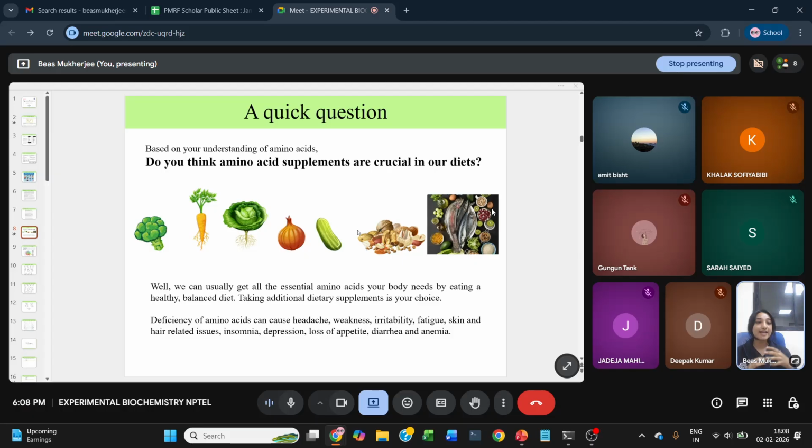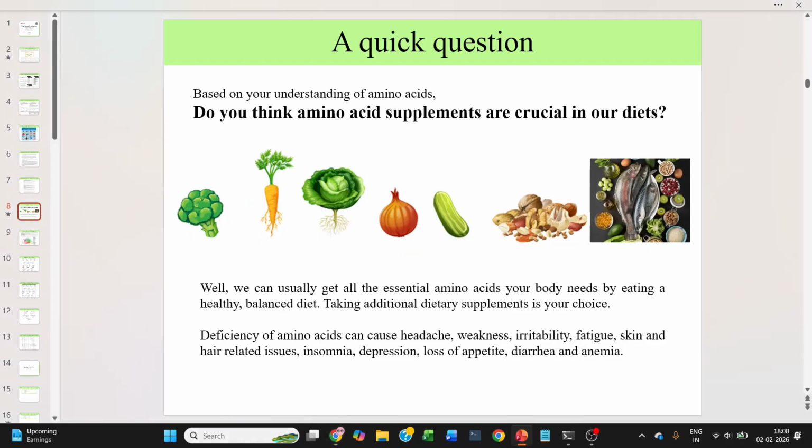Okay, so in case there are any deficiencies, then we can go for these amino acid supplements from outside. Normally this is all provided by the food that we get. Deficiency of amino acids can cause headaches, weakness, irritability, fatigue, skin and hair related issues, insomnia, depression, loss of appetite, diarrhea and anemia. So this is what the marketing people tell you and scare you, and make sure that you buy all these amino acid supplements.